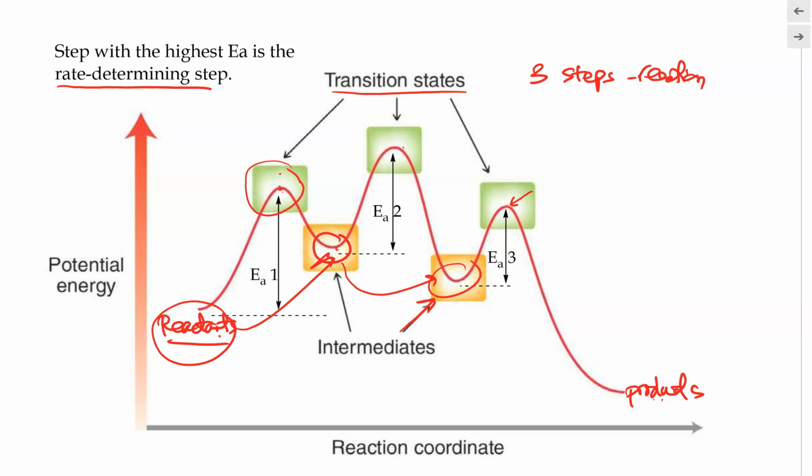Again, the step with the highest activation energy is the rate determinant step. The rate determinant step is the step that has the biggest effect on the overall reaction rate. It is this step that dictates how fast or slow the reaction will be. In this case, based on the energy diagram that we're seeing, step number 1 would be the rate determinant step, because this is the step with the highest energy. The reaction can only proceed as fast as this rate determinant step.